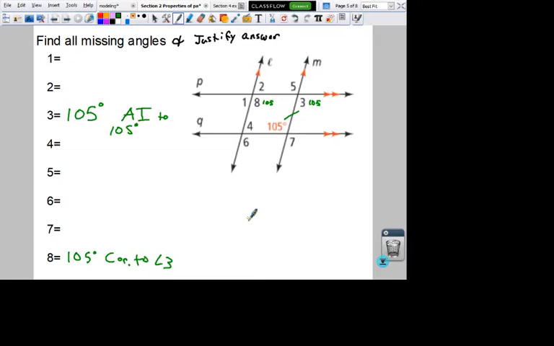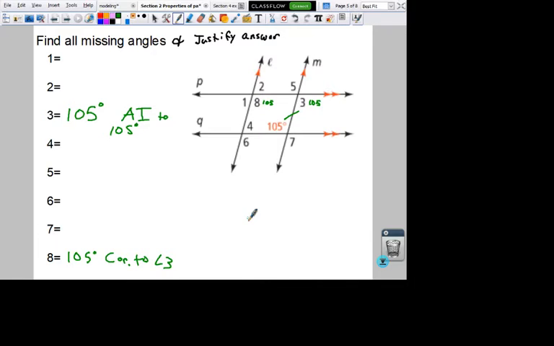Where'd you find that supplementary? What kind of angles are right there on your notes? Side interior. Right there. What kind of angles do you say out there? Parallel lines, same side interior. There you go.